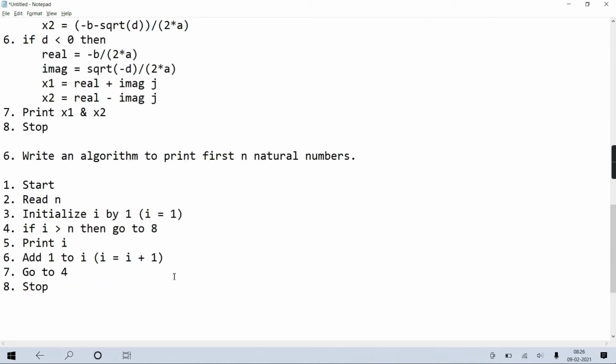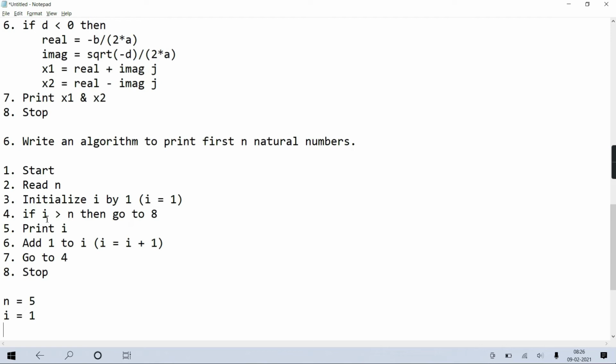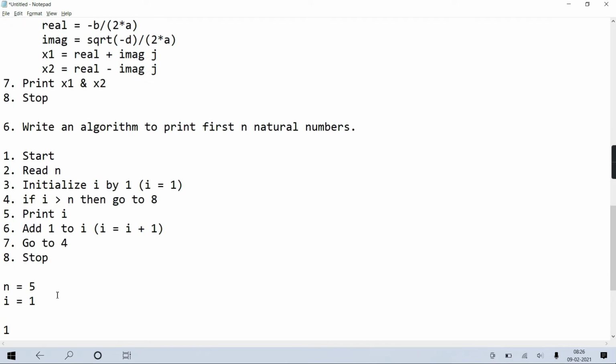Suppose we manually try to run it. Start, read n, suppose n given is 5. Third step, initialize I by 1, so I becomes 1. Then it checks whether I is greater than n. Is 1 greater than 5? No, so it will print I, displaying 1. Then it adds 1 to I, so I becomes 2.